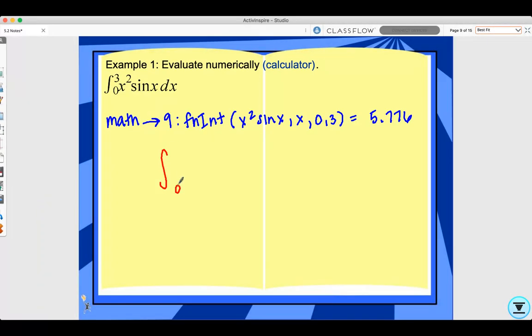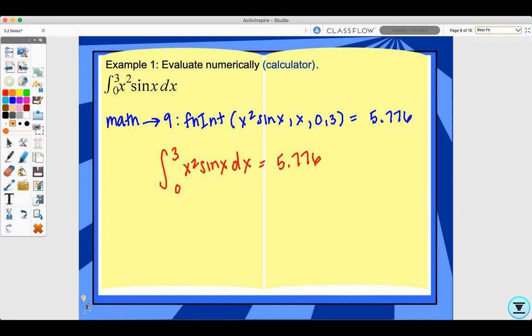Otherwise, in your calculator, a box will show up. You put the 0 here, the 3 here, then inside you put x squared sine x. There'd be a d here, and you just have to put in the variable of integration x, and rounding to 3 decimal places, you get 5.776.